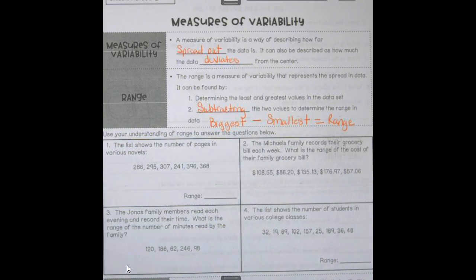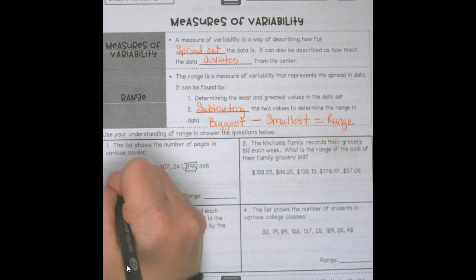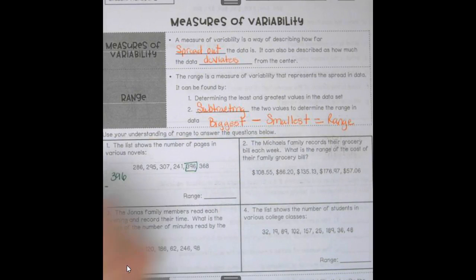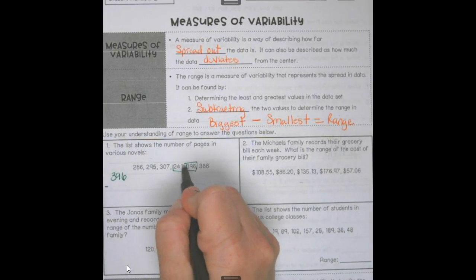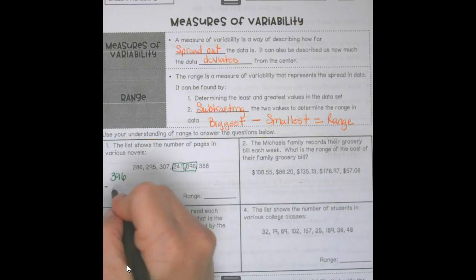Use your understanding of the range to answer the questions below. The list shows the number of pages in various novels: 286, 295, 307, 241, 396, 368. To find the range, you take the biggest number. My biggest number is 396. 396 minus 241.